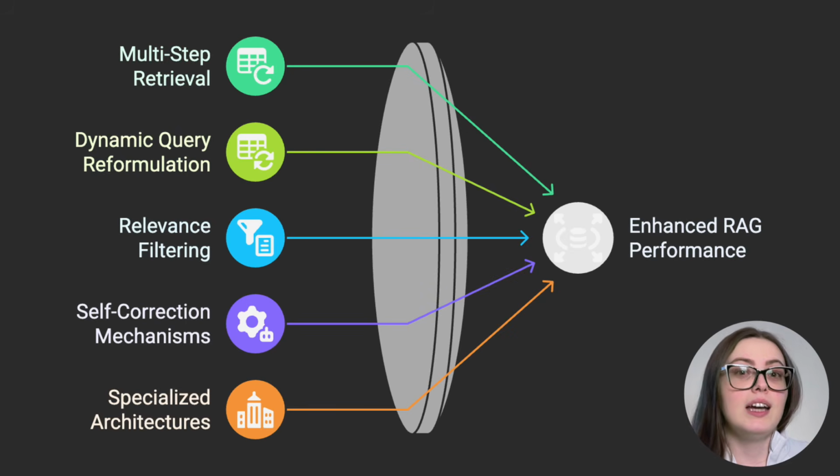Advanced RAG addresses those limitations through different enhancements. It has a multi-step retrieval process, dynamic query reformulation, relevance filtering and re-ranking of the results, various self-correction mechanisms, and specialized architectures for different use cases. Now we will explore different RAG architectures.